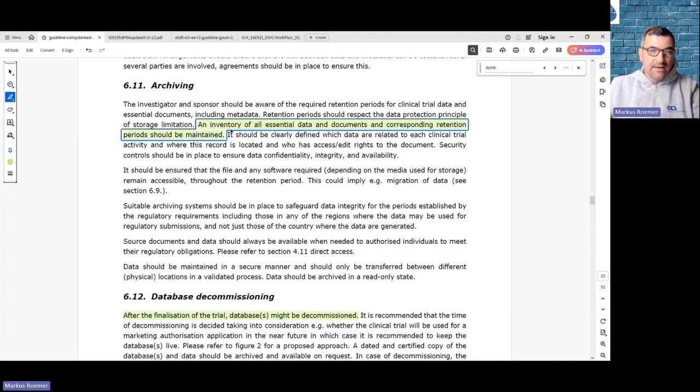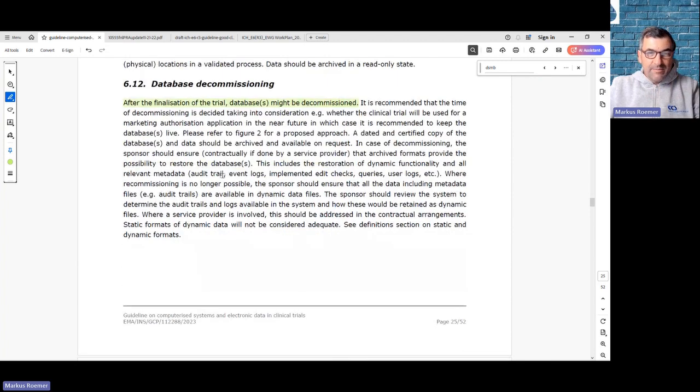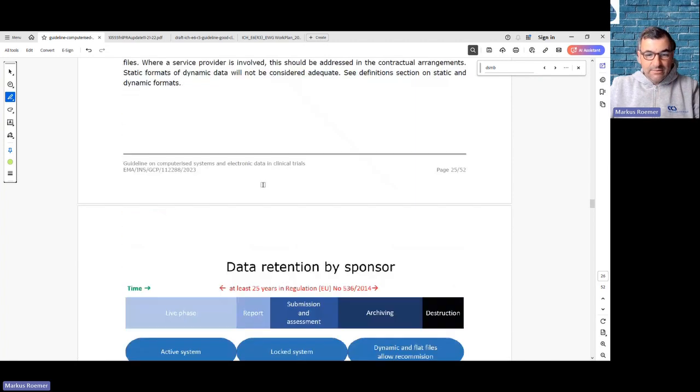Archiving is something else. And here also very interesting, an inventory of all essential data and documents and corresponding retention periods should be maintained. I do not see that very often, that they have different kinds of document or record types in a list, saying this must be stored for 3 years and this for 15 years. I do not see that very often. It's a very good reminder. You should do that.